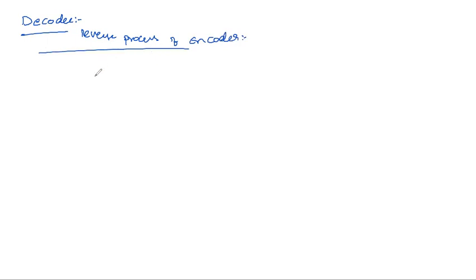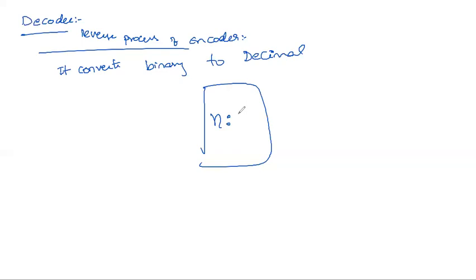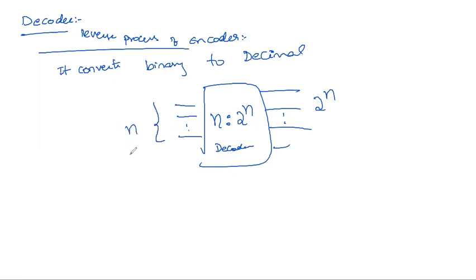Next is decoder. So decoder is the reverse process of encoder. Okay, reverse process of encoder. So it means it converts binary to decimal. So the structure is n inputs to 2 power n outputs.